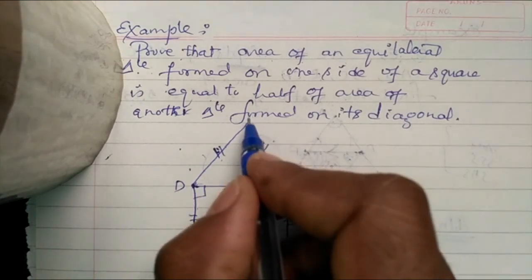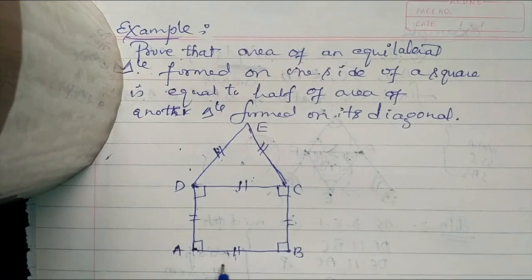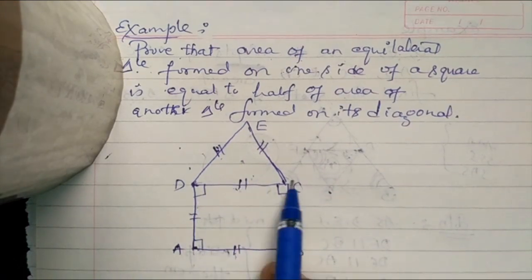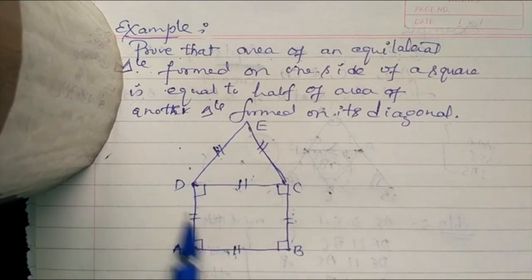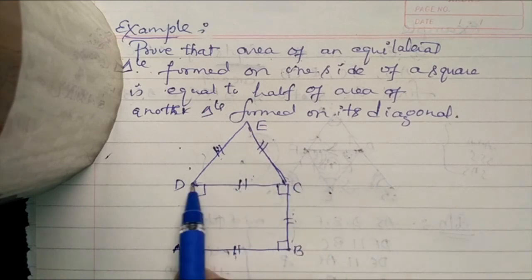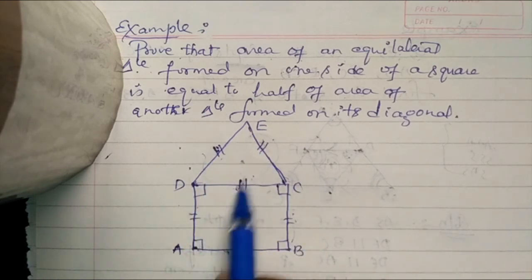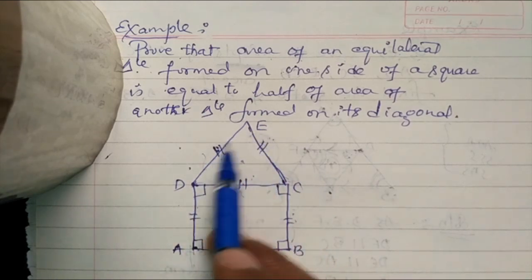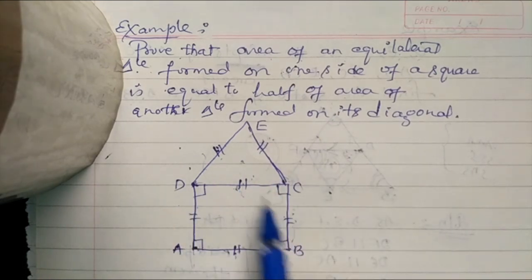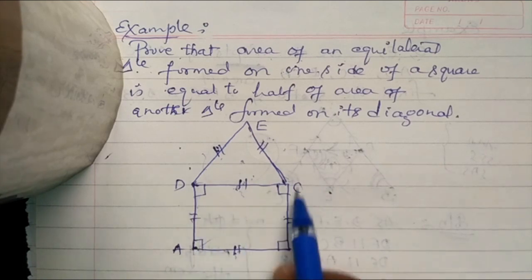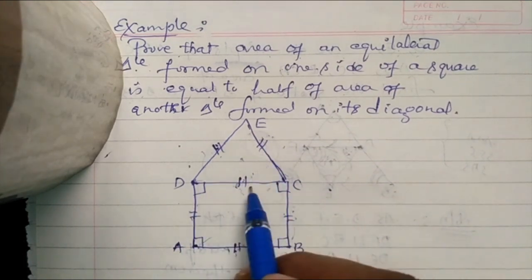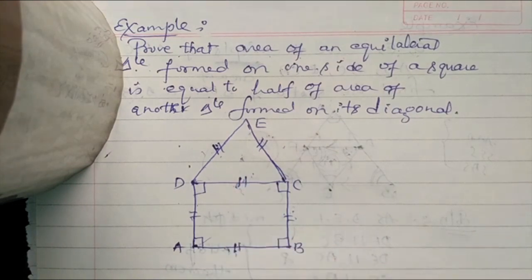We mark this as E. Look at here also, I marked double strokes. The reason is this is already a square, and in a square all 4 sides are equal. On one of the sides we are forming an equilateral triangle. Therefore all the 3 sides of the equilateral triangle are also equal. Finally all 6 sides here are equal: 1, 2, 3, 4, 5, 6. These 4 sides are equal because of the square, and here all the 3 sides are equal because it is an equilateral triangle.